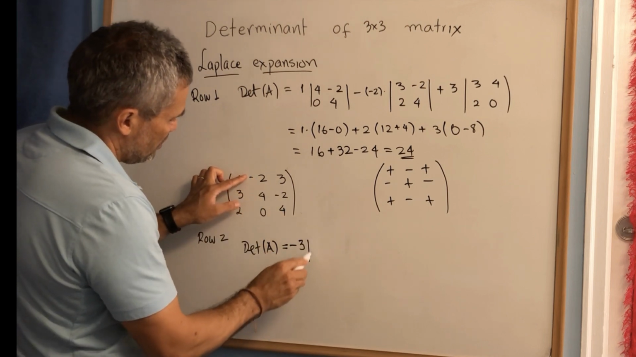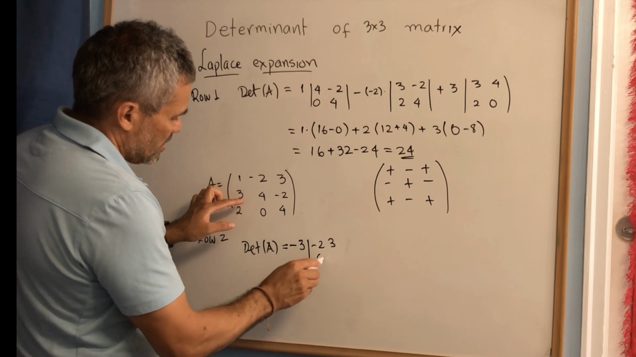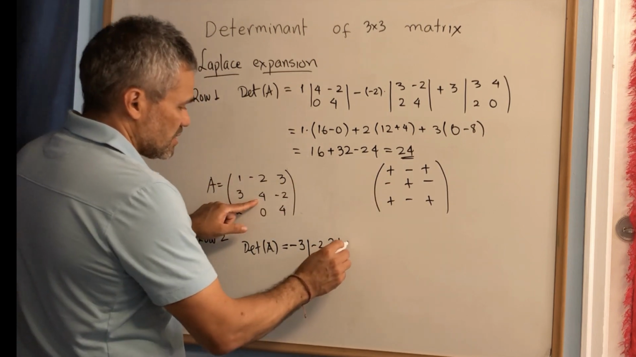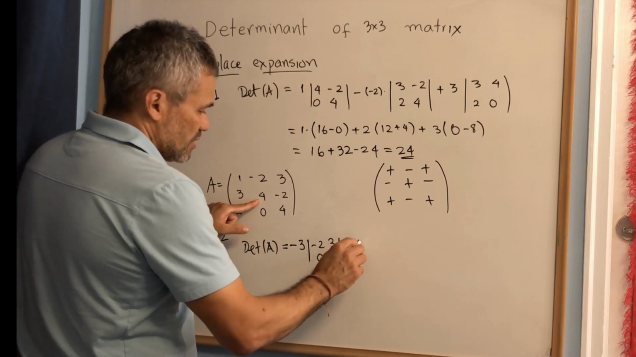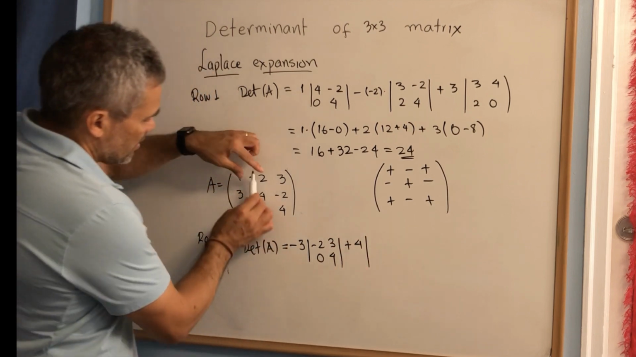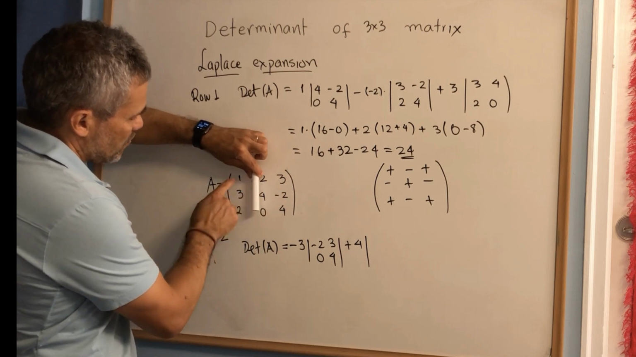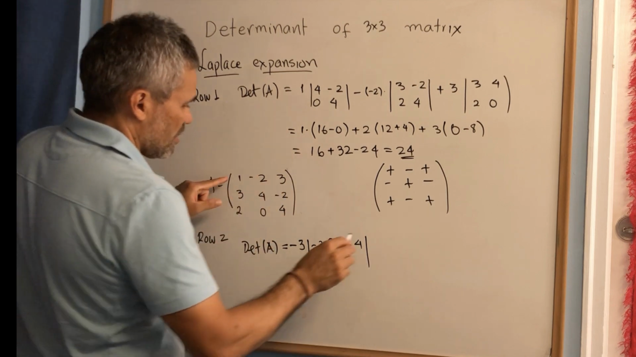negative 2, 3, 0, 4, and then we do a plus because we go with this entry, the value of the entry, which is 4, and then the determinant that we get when we remove this column and this row, which is 1, 3, 2, 4.